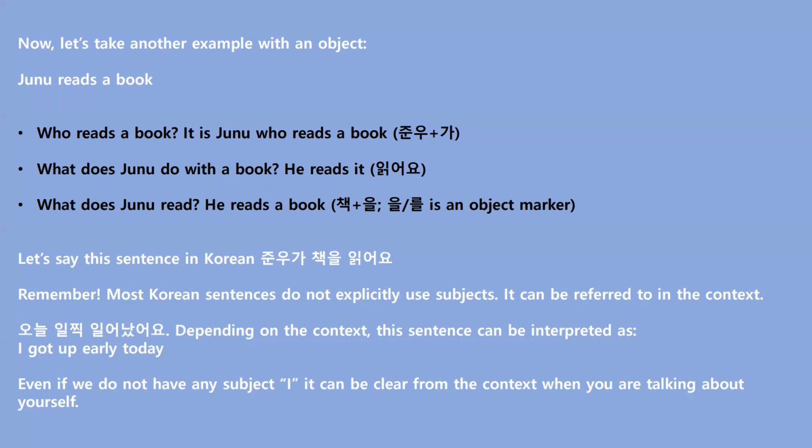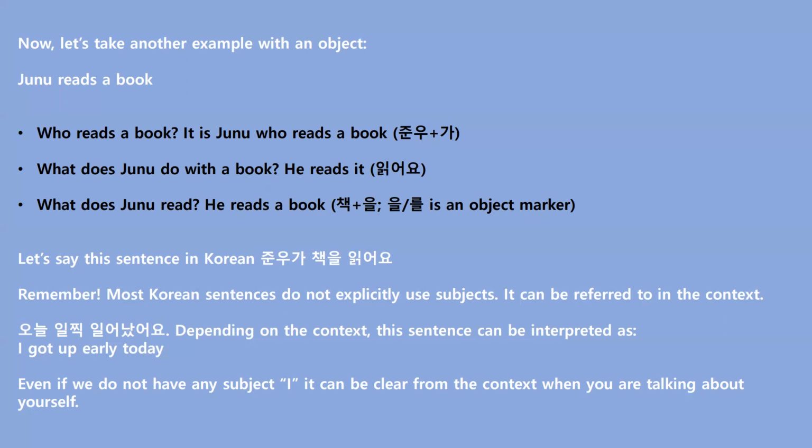So that's why depending on the context, you will interpret the sentence 오늘 일찍 일어났어. It can be me. So for example, I'm talking to you and I say, 오늘 일찍 일어났어요. So I got up earlier today, right? Or if you want to make it clear, it's better to use subjects in your sentences. So 준우가 오늘 일찍 일어났어요. So you're talking to other person and telling that I got up early today, right? So even if we don't have any subject, it can be clear from the context when you're talking about yourself, for example, right?